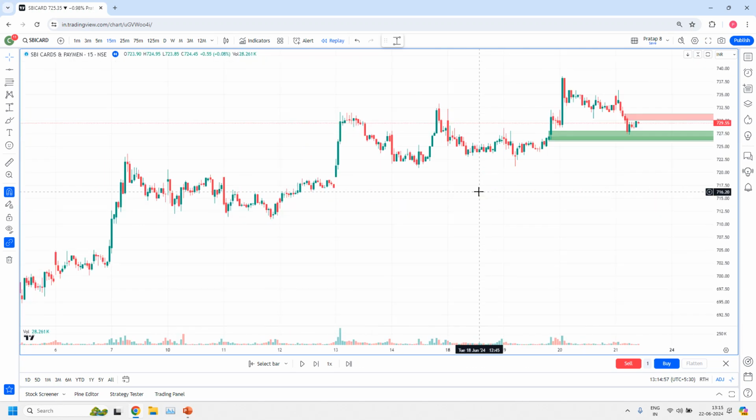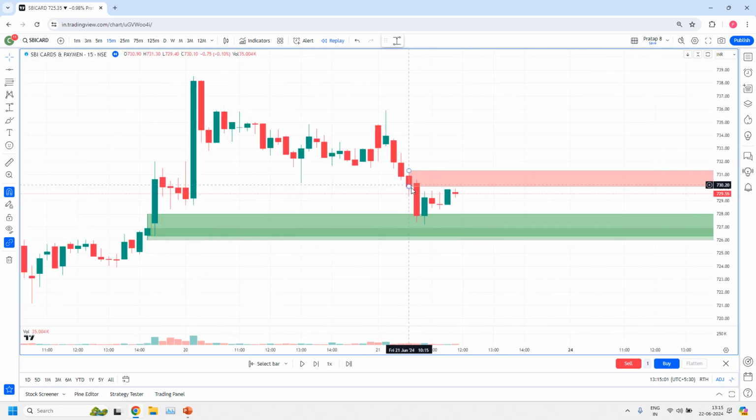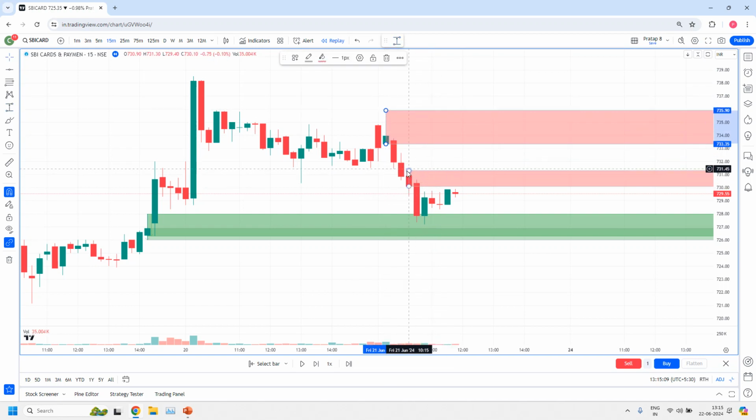Now reaching the original zone is very, very difficult. The reason is this supply zone has to be violated. After that, this supply zone has to be violated. This is the first 15 minute supply zone. This is the next 15 minute supply zone. When all these zones are violated, only then your target will be reached. But before that, institutions are creating new supply again and again.